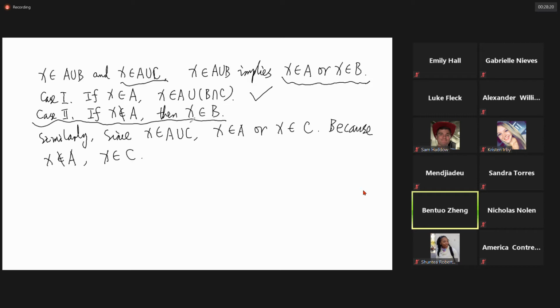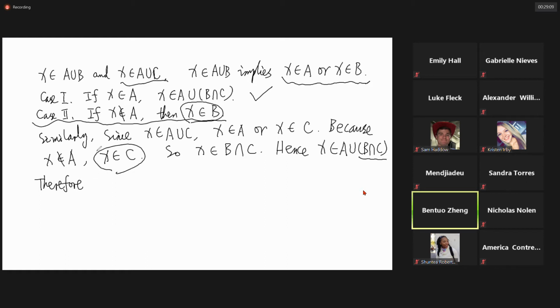So what we get is X is in B and X is in C. So X is in B intersect C. And hence, if we union A with it, X is in A union B intersect C. Because X is already in B intersect C, when you union something else, it's certainly true. So in either case, case one or case two, you get that X is in A union B intersect C. Therefore, because we proved both inclusions, A union B intersect C is equal to A union B intersect A union C.